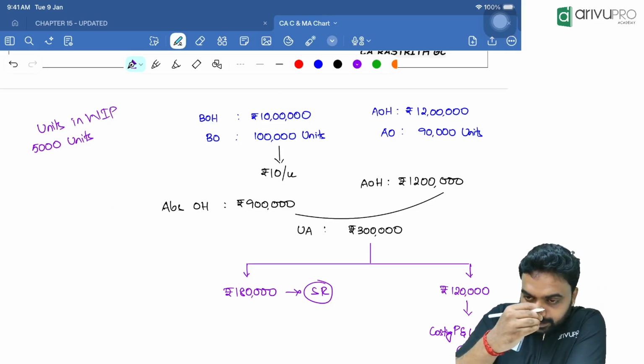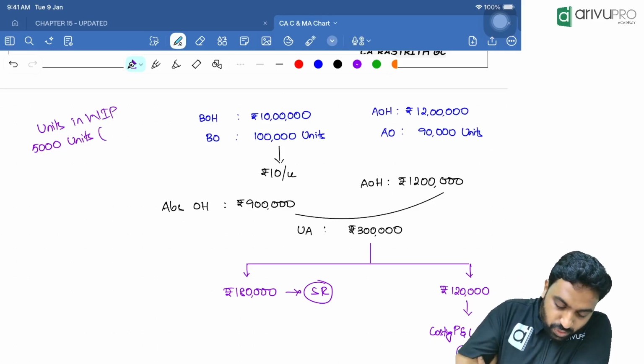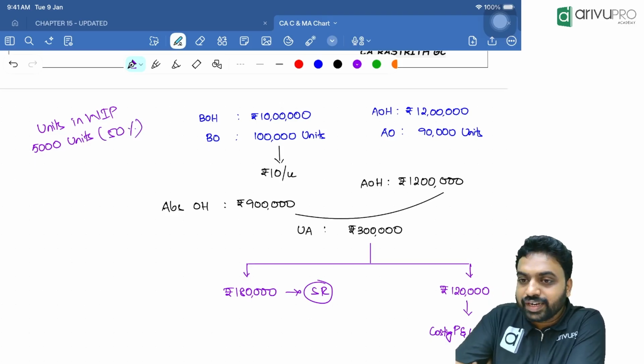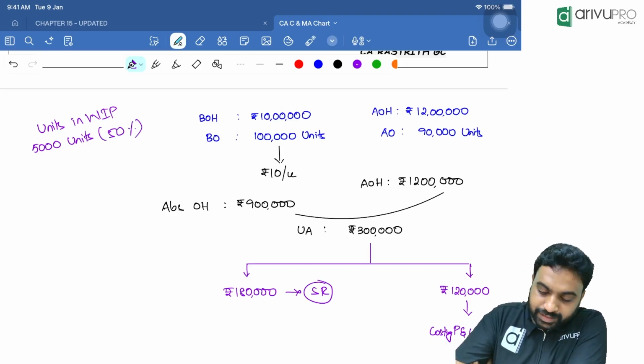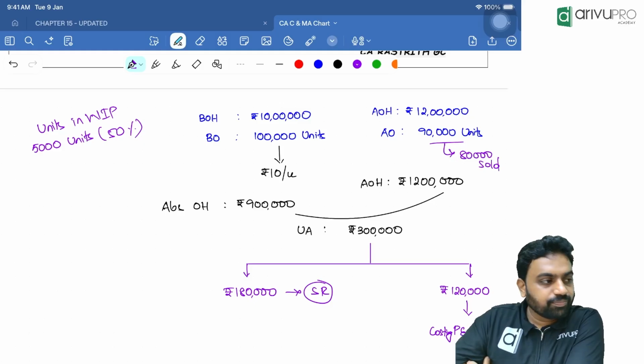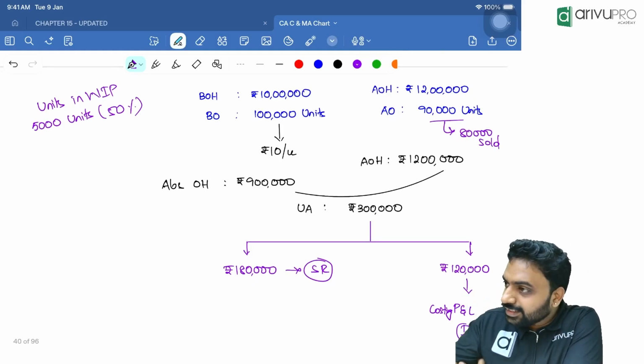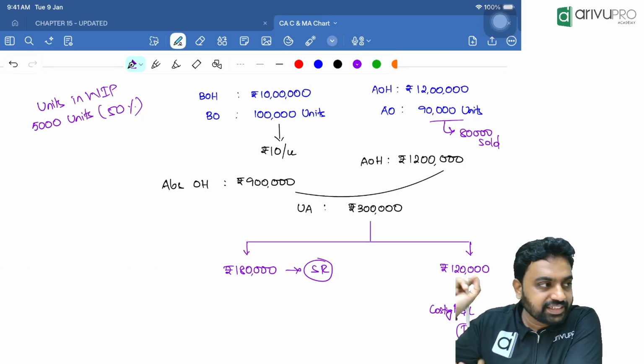5,000 units in WIP towards overhead, that is 50% complete. And out of this 90,000, 80,000 is sold. Now listen. Guys, your overhead is relating to production of how many units?